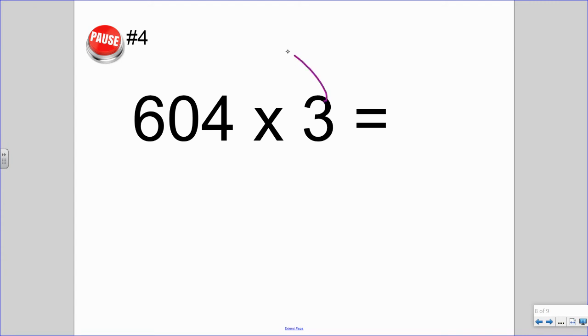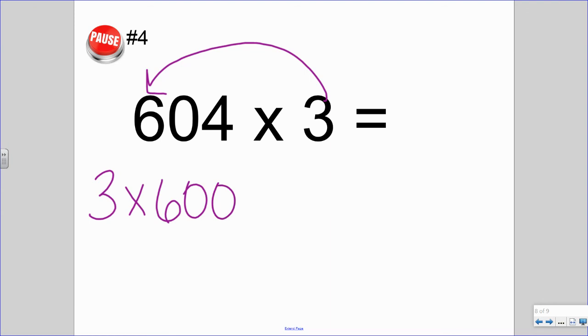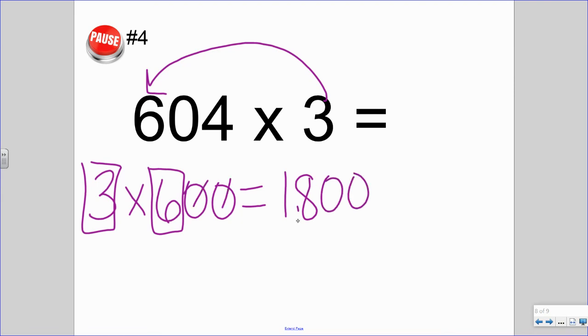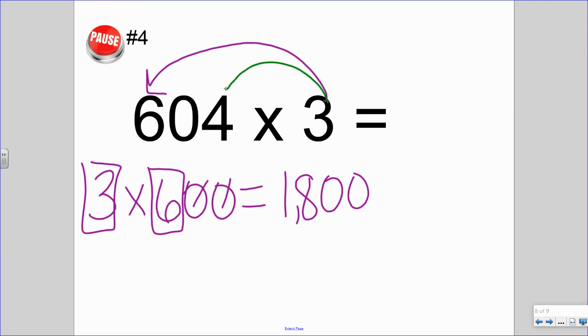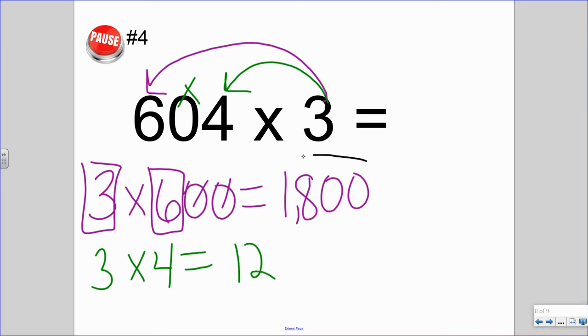Okay, first thing we're going to distribute is the 3 times the 6, but that 6 is really worth 600. So 3 groups of 600 is 3 times 6 is 18 with 2 zeros. So I know 3 groups of 600 is 1,800. But this problem also requires me to do 3 groups of 4. Now remember, I can skip that 0. So 3 groups of 4, and that's just worth 4, it's in the ones place, is 12. So now I know that part of my answer is 1,800 and part of my answer is 12.